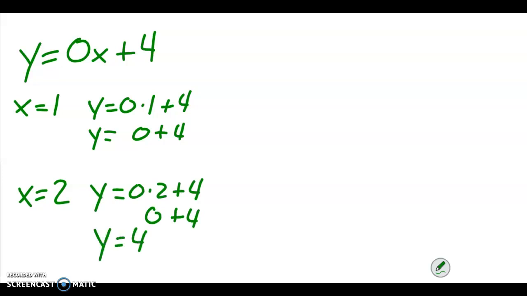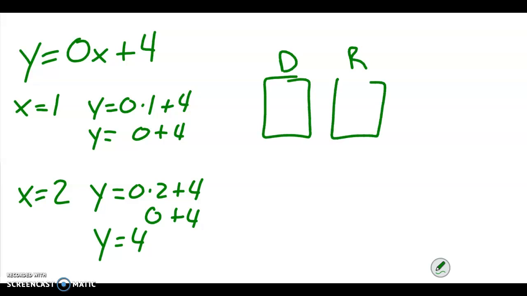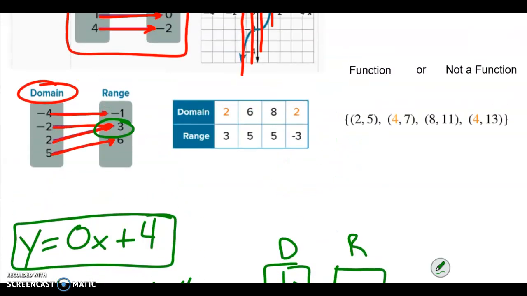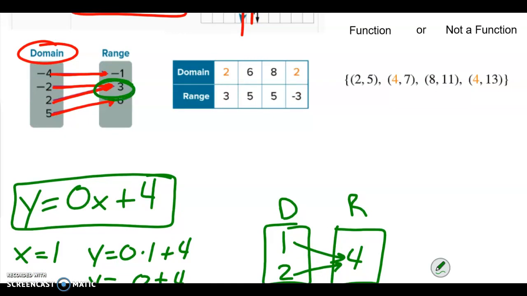Your table in this situation, or your mapping diagram, would look like this. I would have an x of a 1 and a 2, and then my range only has a 4 in it. Both those numbers are going to 4, but that's okay. This is a function. I just made an equation for it. Okay? So you want to make sure that we're recognizing this is okay. All right? If we have a number that's going to two different y values, that's when we can't have that.